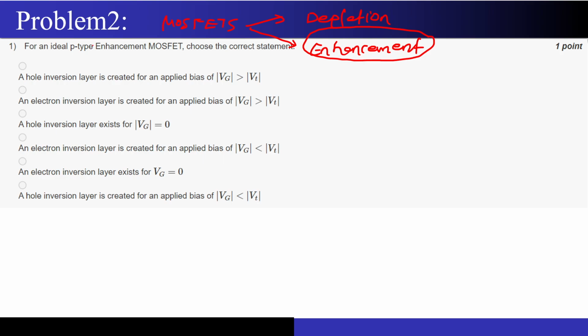So that's what has been given in the question. For an ideal P-type enhancement MOSFET, choose the correct statement. Now they have not given the NMOS, it's actually a PMOS. So what is a PMOS?